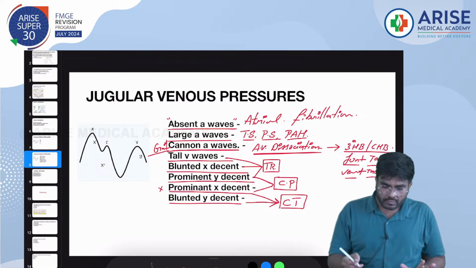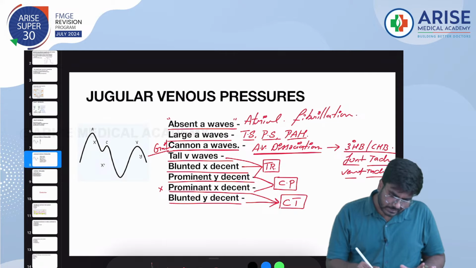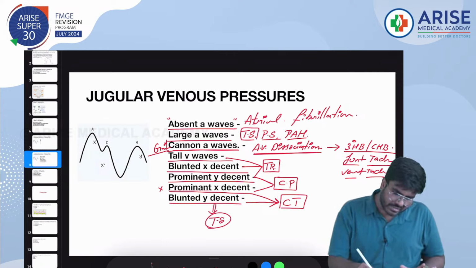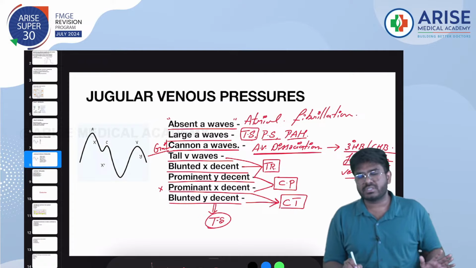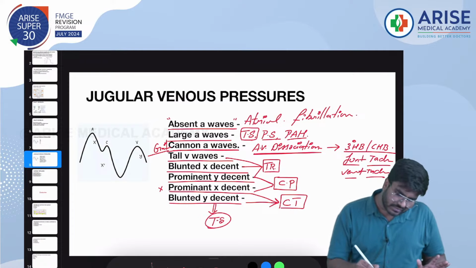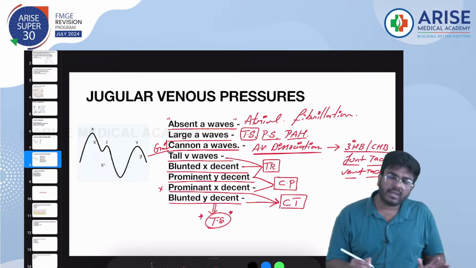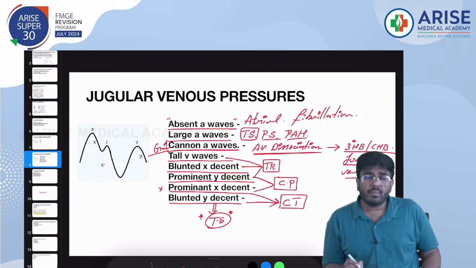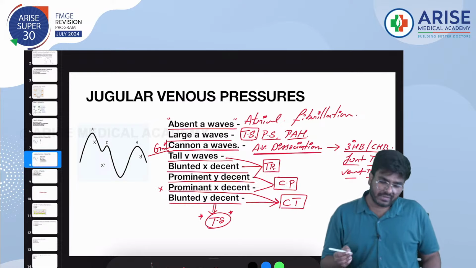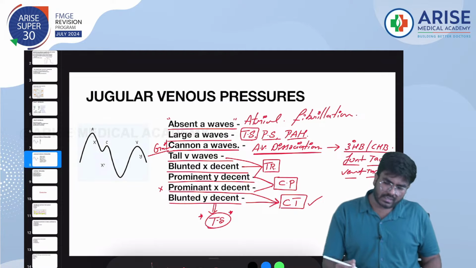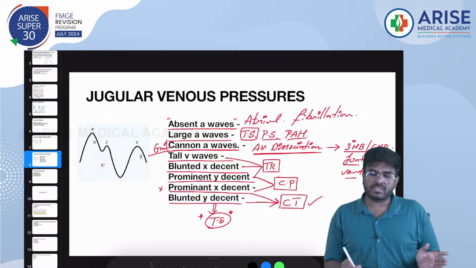If you want to know one more thing, a patient with tricuspid stenosis. In tricuspid stenosis, yes, of course, the patient is going to have large A waves. But the patient with tricuspid stenosis is also going to have blunted Y descent. Blunted Y descent is also going to be seen with tricuspid stenosis. Yes, of course, in cardiac tamponade it is seen, also seen with tricuspid stenosis.